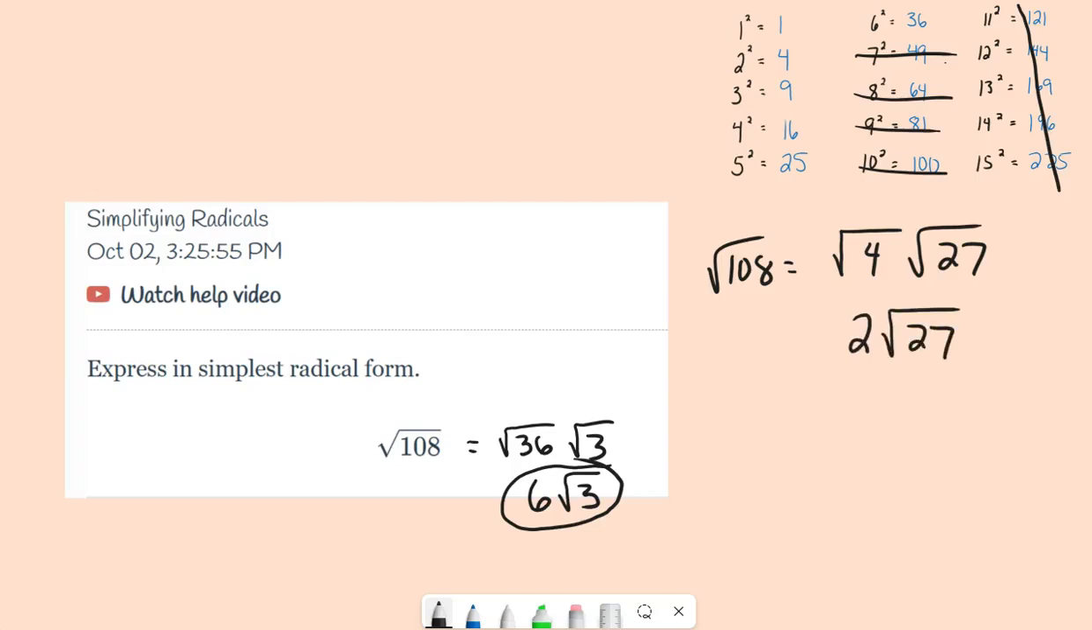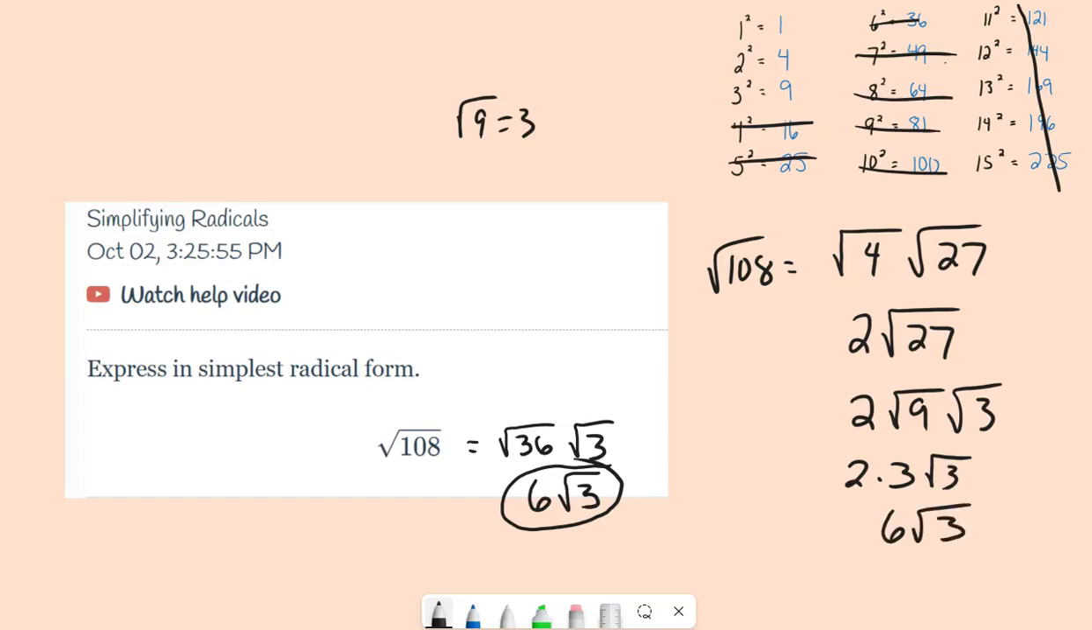And then you could break down 27. You could say, okay, 36 is not going to go into 27. 25 is not going to go into 27. 16, nope. 9 does. It goes in 3 times. So we could say that that's 2 times root 9 times root 3. And then you could realize that root 9 does equal 3, and then you'd have 2 times 3 times root 3, and then 2 times 3 is 6 times root 3. So you get there the same way. It takes a little longer, but you'll still get to the same solution.